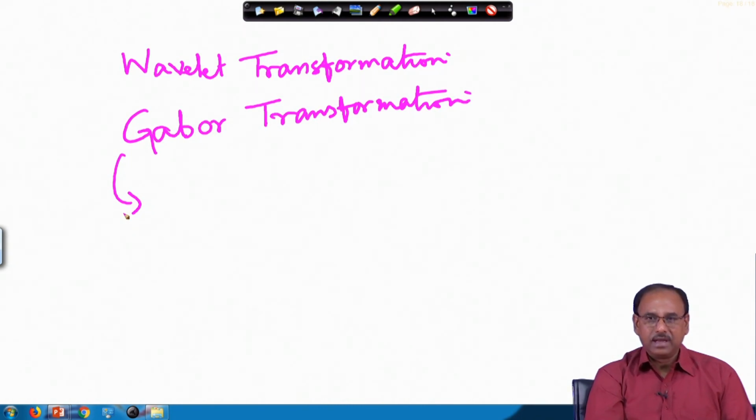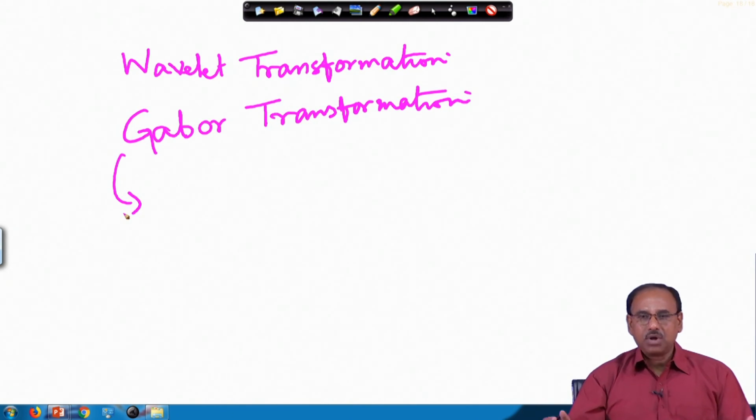So, I can generate an array of filtered signal outputs, and for each of these outputs I can compute the energy and put the energies in the form of a feature vector. That is what can be done in the transformation domain as well. So, I can have features in the spatial domain, and I can also have features extracted in the transformation domain or in the frequency domain.